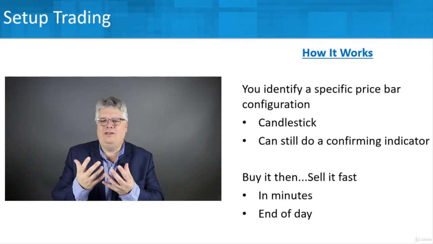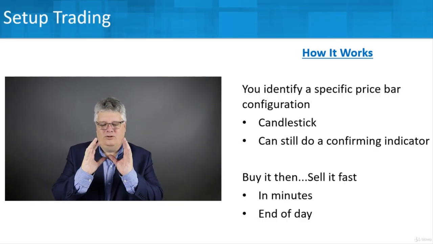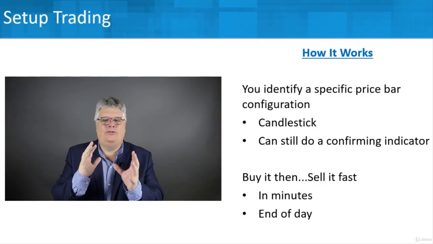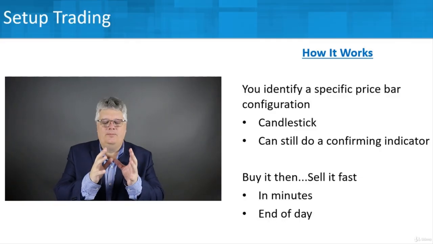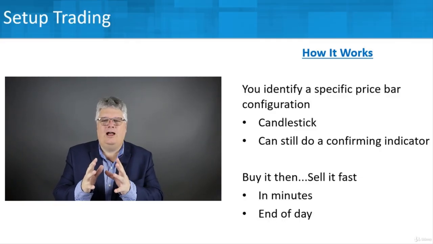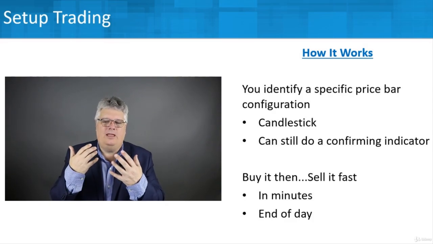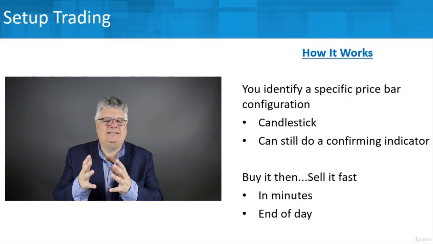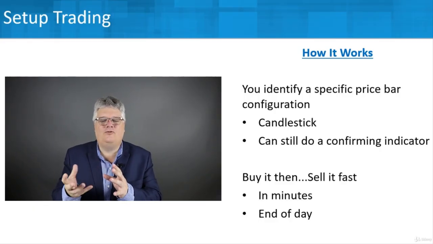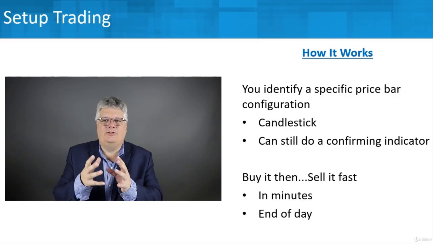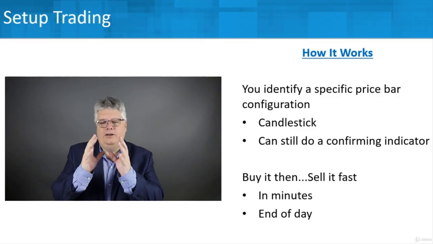So how it works: you identify a specific price bar configuration. You're looking for something you see, and once this happens, that's an indicator for me, and I'm going to take action. Let's say off of candlesticks, for example, you might be looking at a good candlestick combination within short time frames, maybe minutes, maybe hours, but probably even shorter, more like minutes. You're looking for that certain setup, that certain situation. And you can still have a confirming indicator, RSI, whatever it might be. Fibonacci might be a good one to help confirm. And you're looking for that setup.